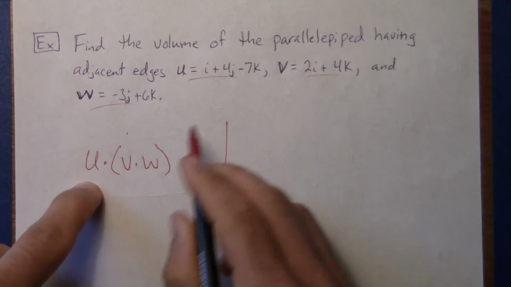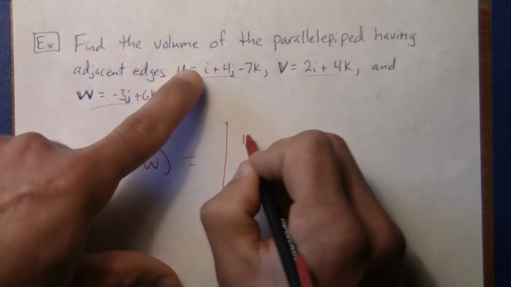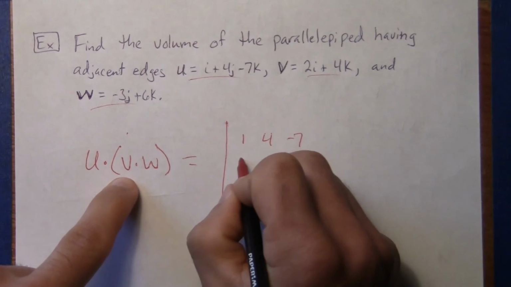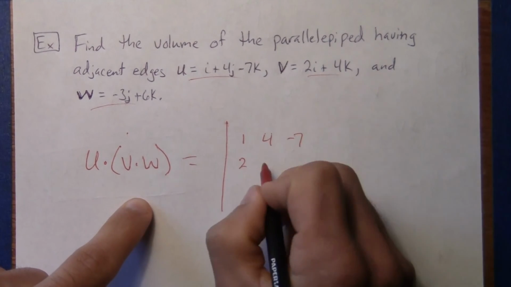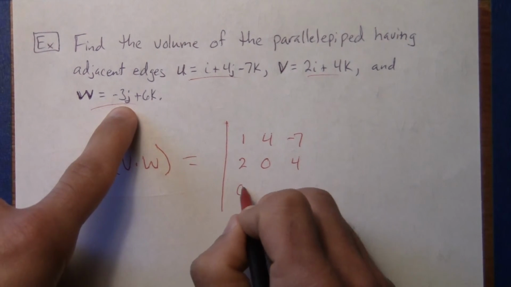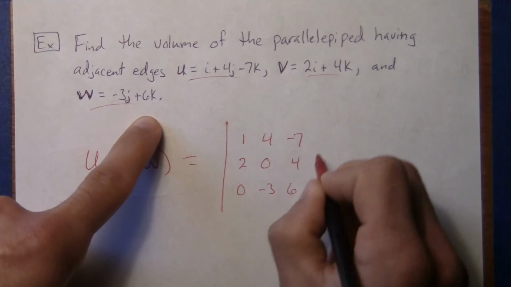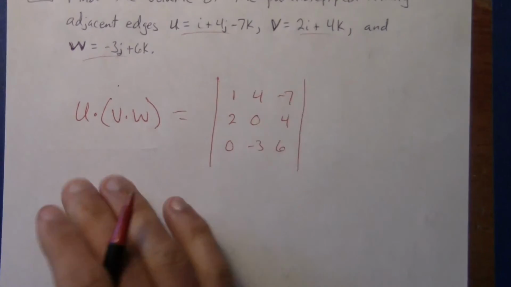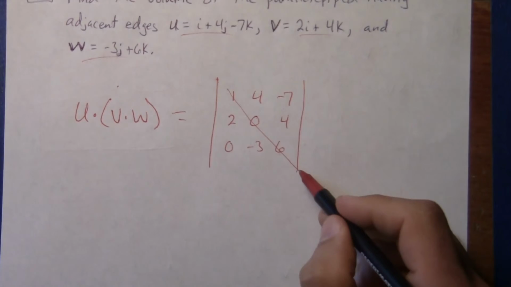And so U is out here first, so I'm going to say that this is 1I, 4J, -7K. V is next here, so 2I, there's no J's, 4K's. And W's last, there's no I's, -3J, 6K. And all I need to do is find the determinant of this matrix. So again, I like doing the arrow thing, so I'm going to do that.